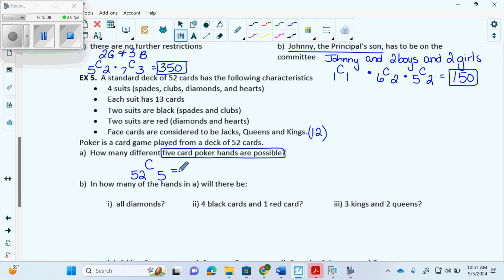And how many hands is that? 52C5, which is 2,598,960. So there are quite a few different card hands when you have 52 cards and you pick 5, right? 2 million, a lot. 2.5 million, actually even more.